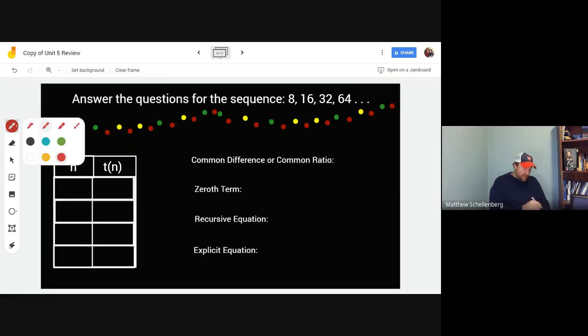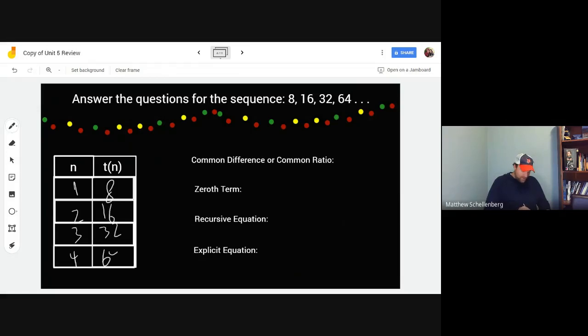Next up, we have 8, 16, 32, 64. The common difference, well, it goes up by 8, then by 16, then by 32. So there's no common difference. So maybe there's a common ratio. 16 over 8, that's 2. 32 over 16, that's 2. 64 over 32, that's 2. So we have a common ratio, and it's equal to 2.